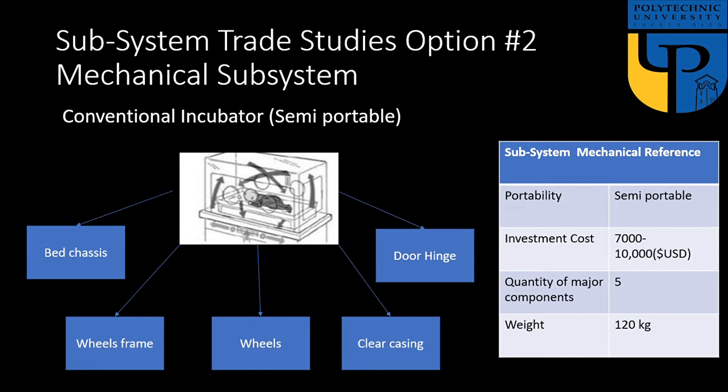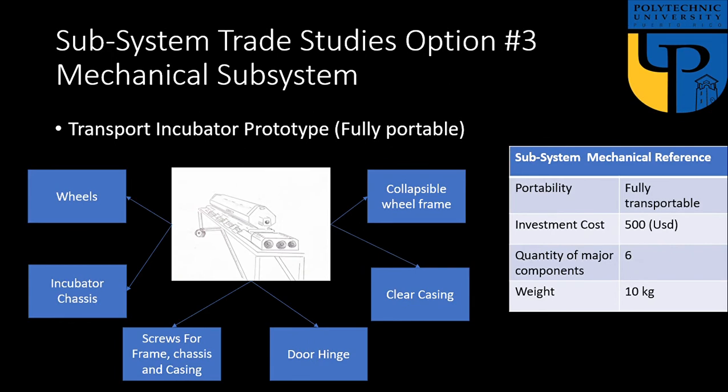Portability: this one is semi-portable while the other is fully portable. The investment cost is a little higher than the other one. This one has 5 major components while the other one has 4. And the weight is much heavier than the last one. It's 120 kilograms.